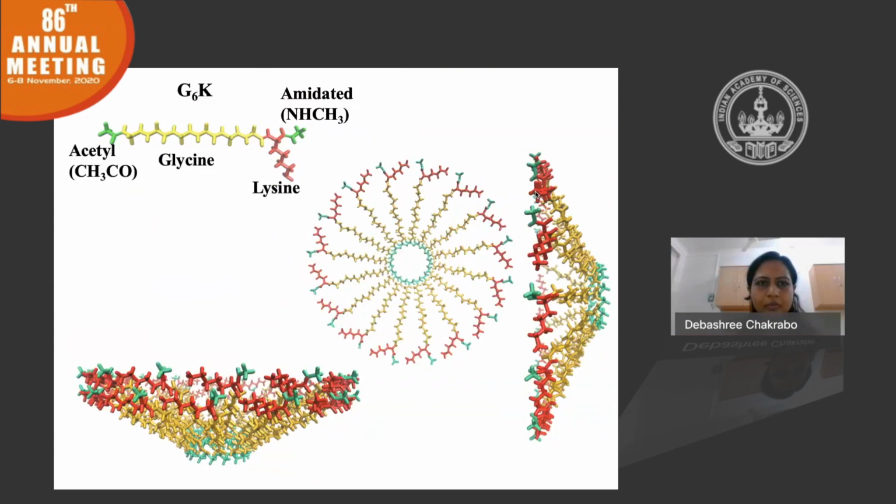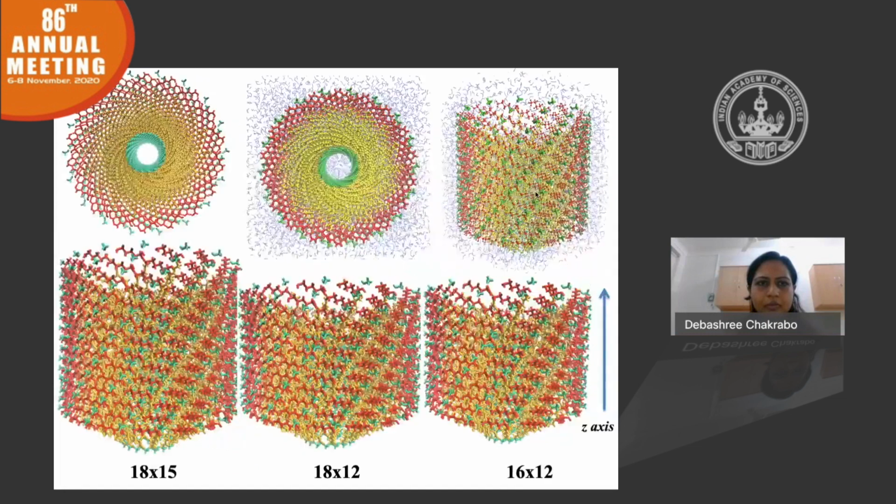And then we arranged it in a ring fashion to design our nanotube. So depending on the number of amino acids on the circumference of the ring, your pore size will increase or decrease. Then we stack these rings one over another to form the nanotubes. So the lysine part is actually outside the nanotube, and your acetyl group is inside the nanopore.